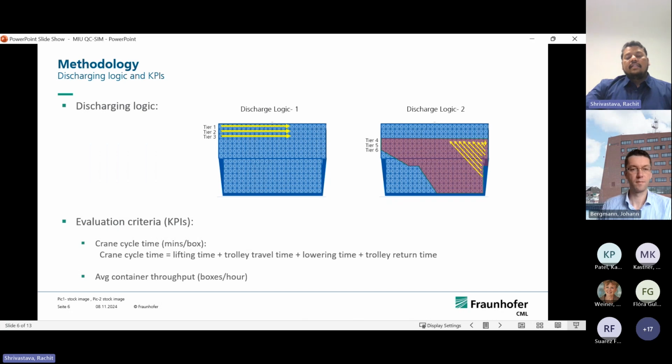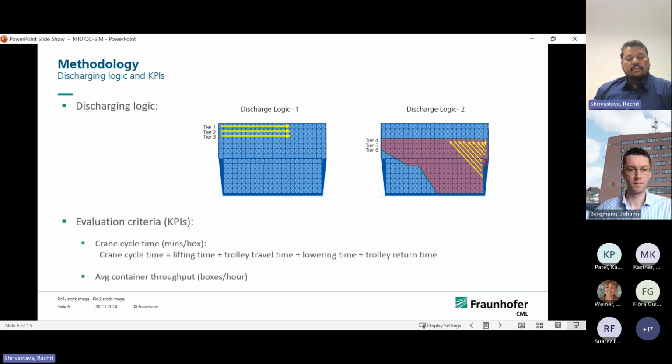Now, as I said, there are two different discharging logics. In this case, we actually considered the lashing operations on the vessel as well. In short, lashing operations are those where, usually for the top three tiers, the twist locks are removed with the help of lashing, and then the containers are removed tier by tier.